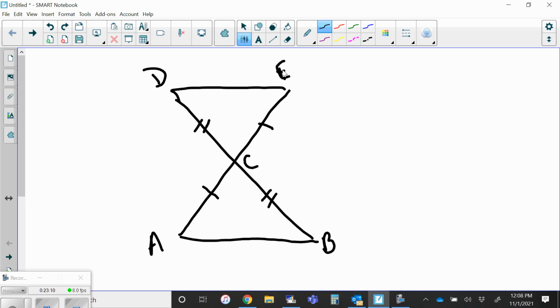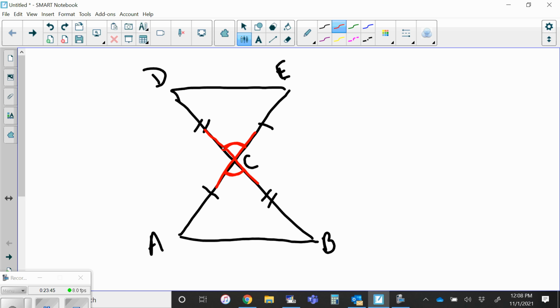Why? I know I have a side and a side. I either need a third side or I need an angle smashed between them. Nope, not linear pair. It's the old vocab word. What do I know about this angle right here and this angle right here? What are they called? Someone said it. They're called vertical angles. And what do we know about vertical angles? Did they tell me that information, or am I supposed to know that from my old stuff?